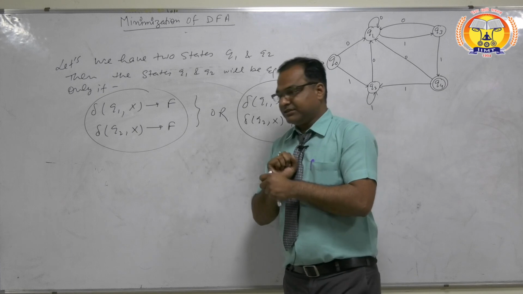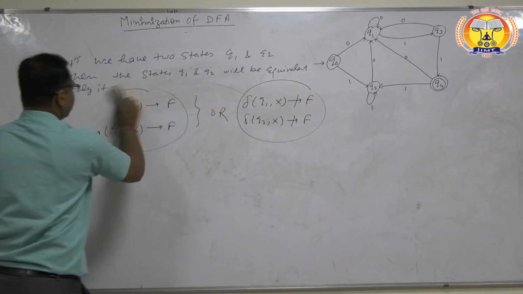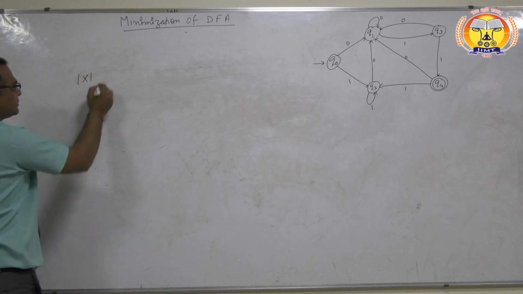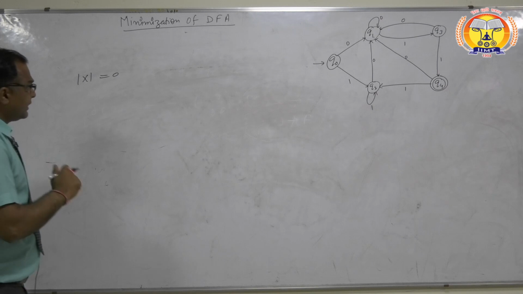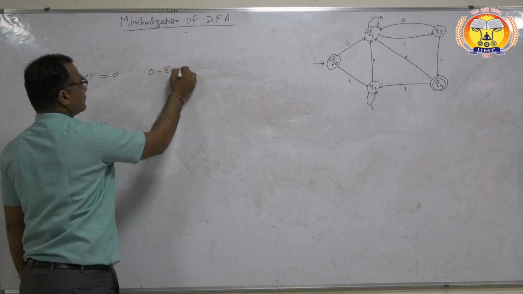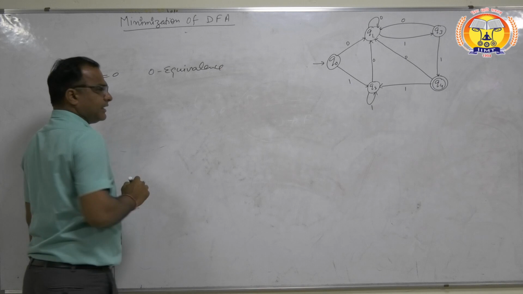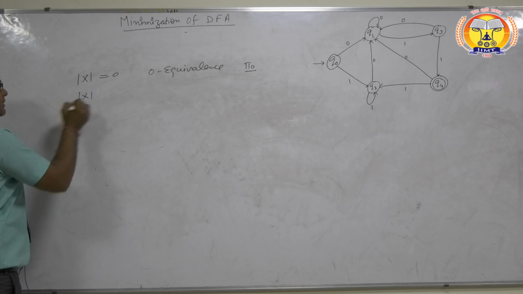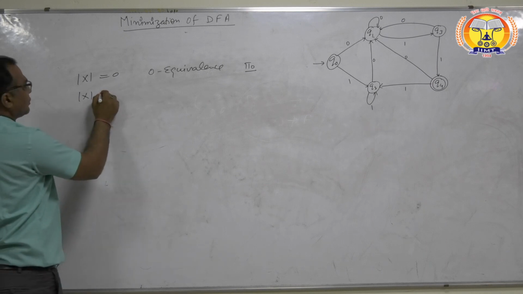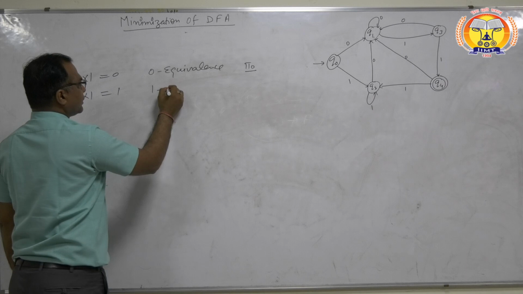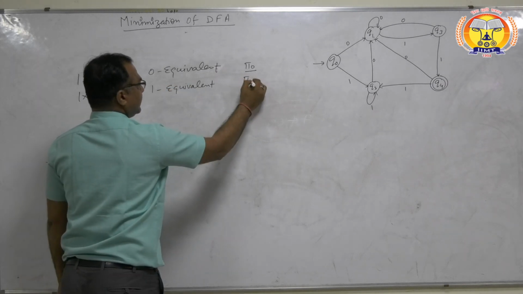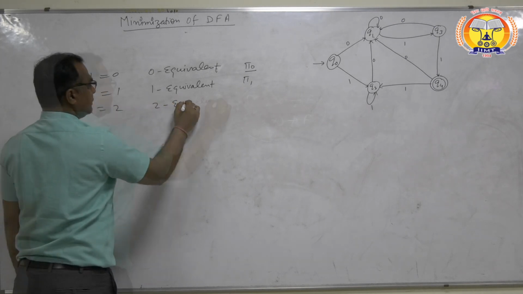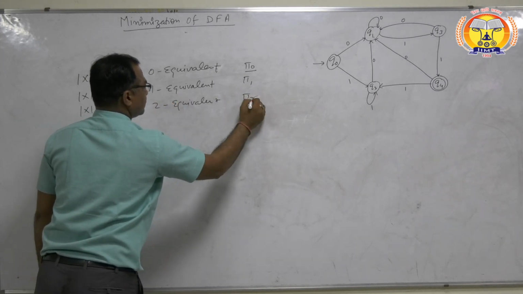Now the next thing is the types of equivalence. If the length of the input string is equal to 0, then this is called 0 equivalence, and it is denoted by pi 0. If the length of the input string X is equal to 1, then it is called 1 equivalence, and it is denoted by pi 1. If the length is 2, then it is called 2 equivalence, and it is denoted by pi 2.